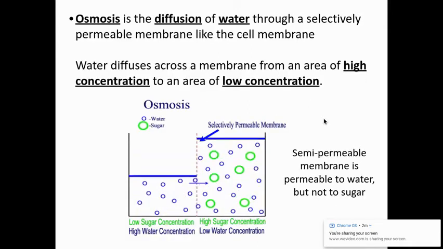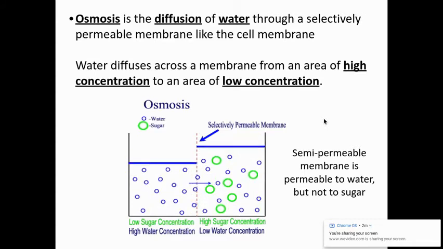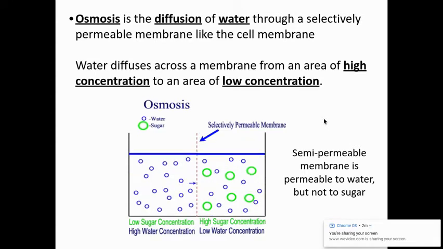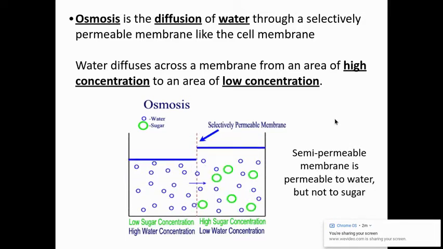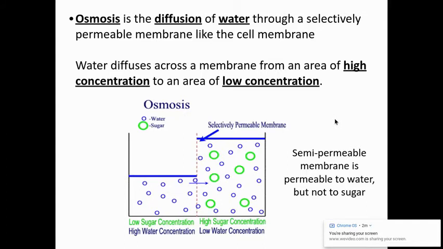Osmosis is diffusion also, but it's specifically the diffusion of water through the cell membrane. Water also diffuses from an area of high concentration to low concentration.